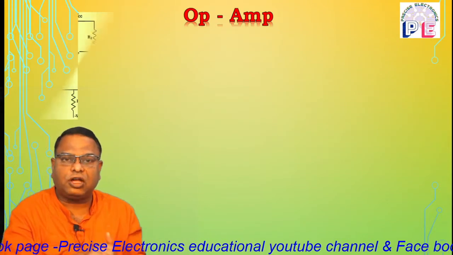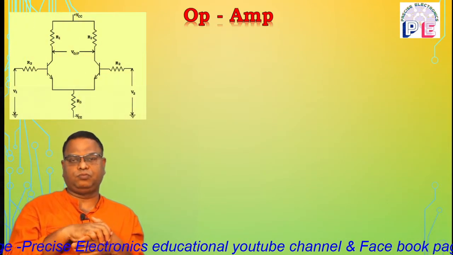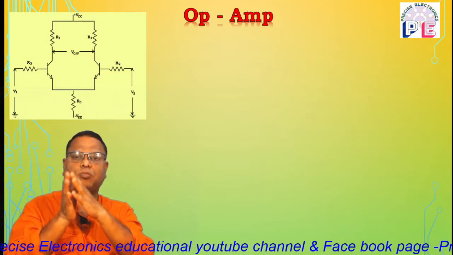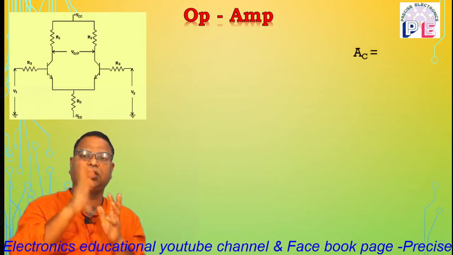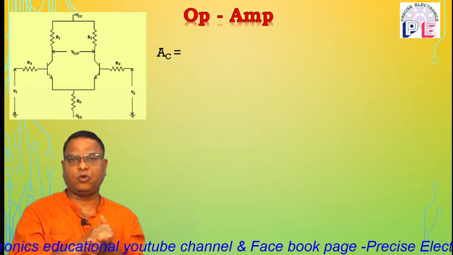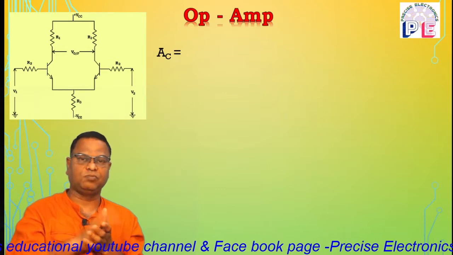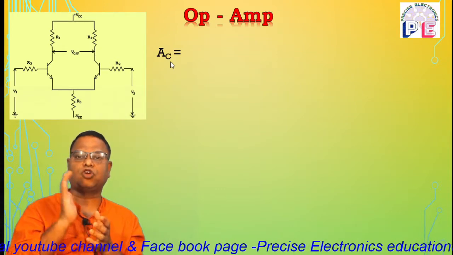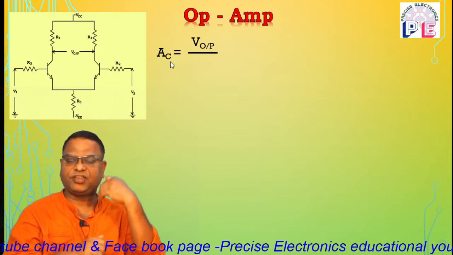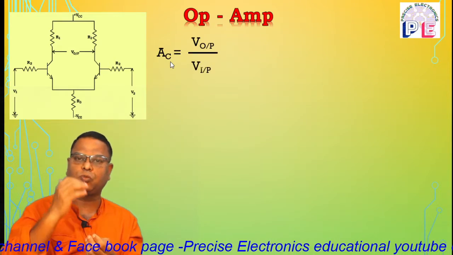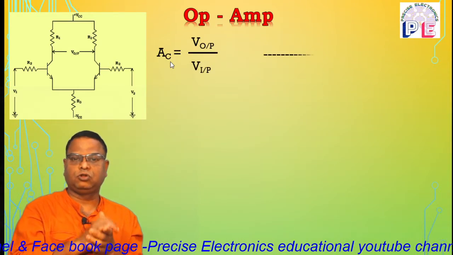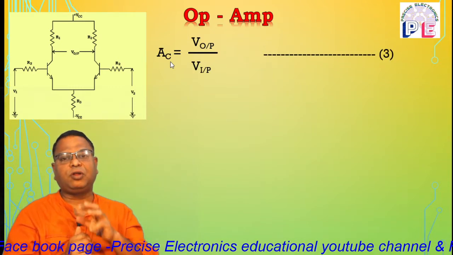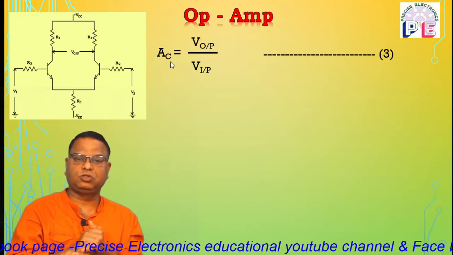Now we have to find out the expression for the common mode gain. A, that is gain. Now the suffix is C, and C stands for common mode. So A suffix C, that is common mode gain, is equal to, once again the same formula, V output upon V input. So V output upon V input, that will be equation number 3.